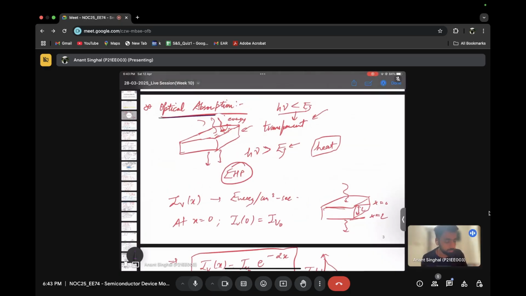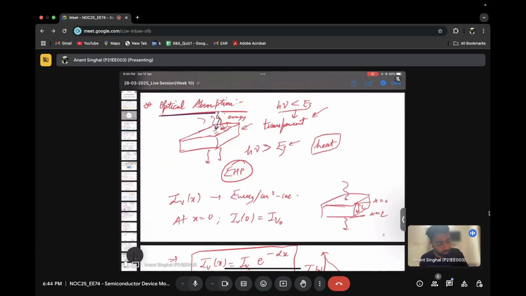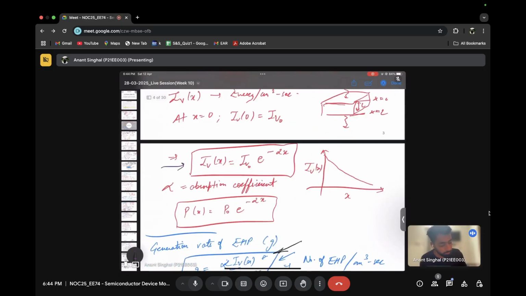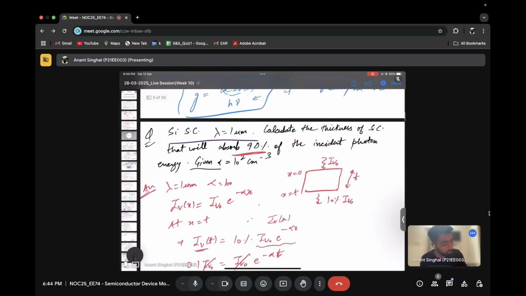So the optical absorption, we studied that if there is a light that is passing through it, there is some light that is getting absorbed in this. There is some light that is transmitting. There is some light that is getting reflected back. So how all these concepts come into the picture and what is the power and all. And we did some of the numericals also.